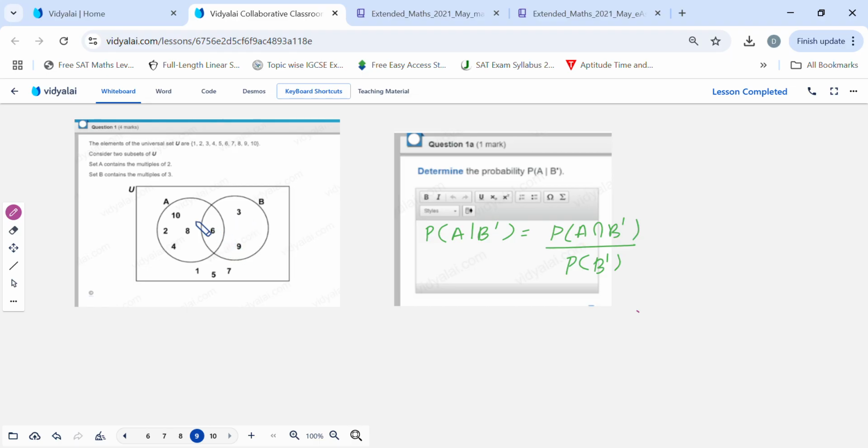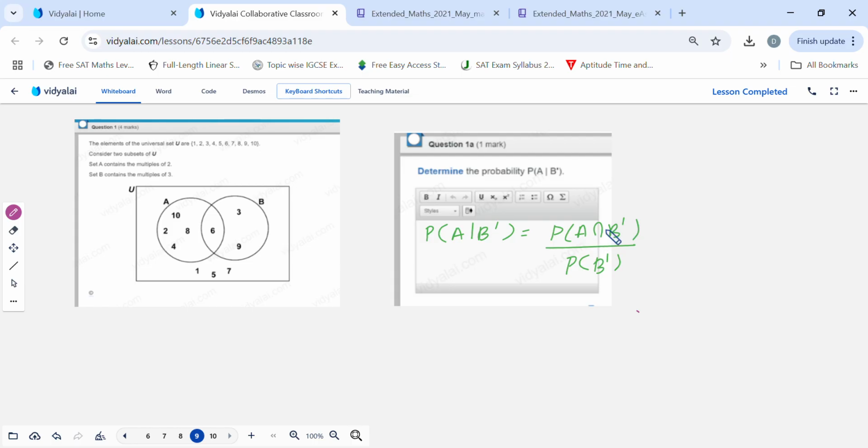Now 6 is common to both A and B, so it will be placed here in this intersection part of A and B. 1, 5 and 7 will be outside. Determine the probability of A given B complement. So probability of A given B complement is a conditional probability, and according to its definition it is probability of A intersection B complement by probability of B complement.